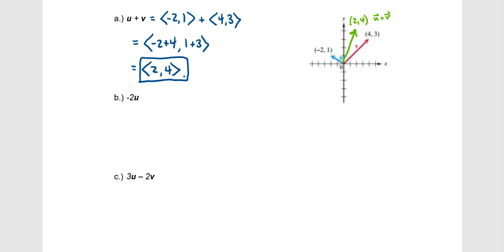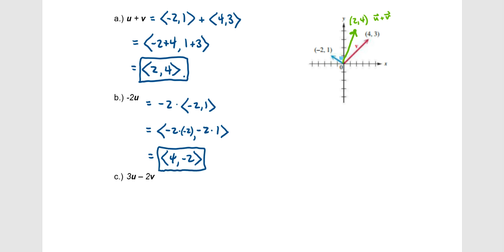Okay, next one we have -2u. So writing this out, we can write it out as -2 times vector u, which was -2, 1. That means we have to multiply each component by -2. Obviously we can do these in our head without writing the whole thing out. So that's going to end up giving us, oops, that should be times -2, that's going to end up giving us 4, -2. So that's going to be a vector that's twice the magnitude of u, but in the opposite direction.